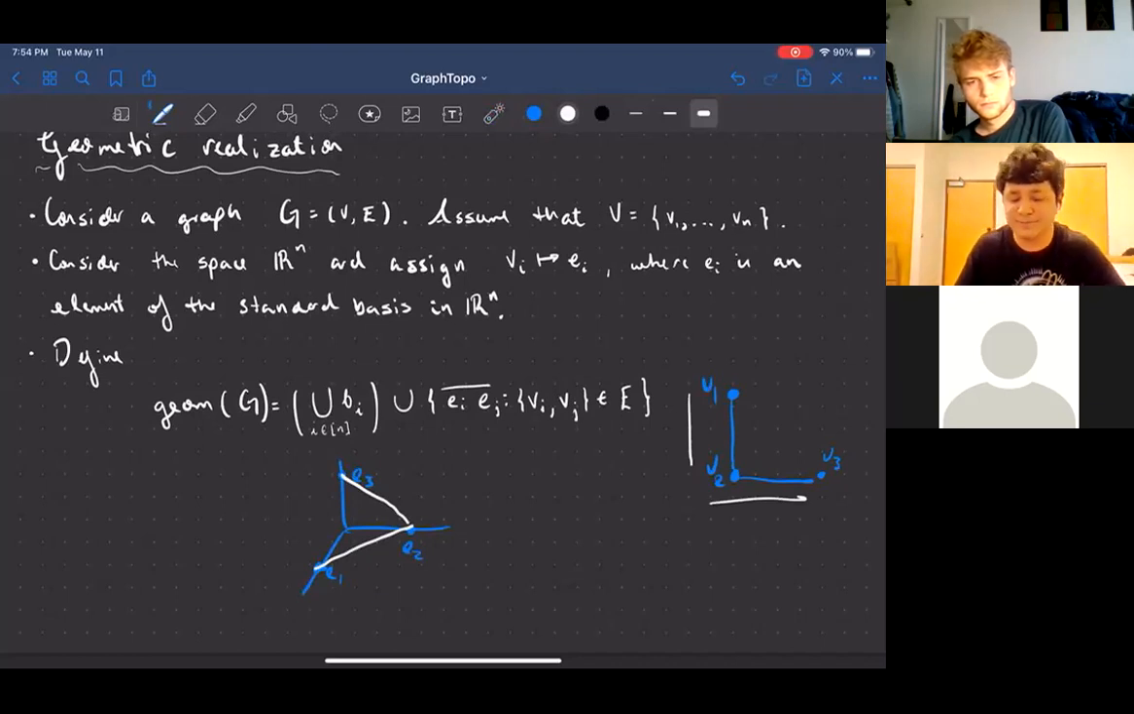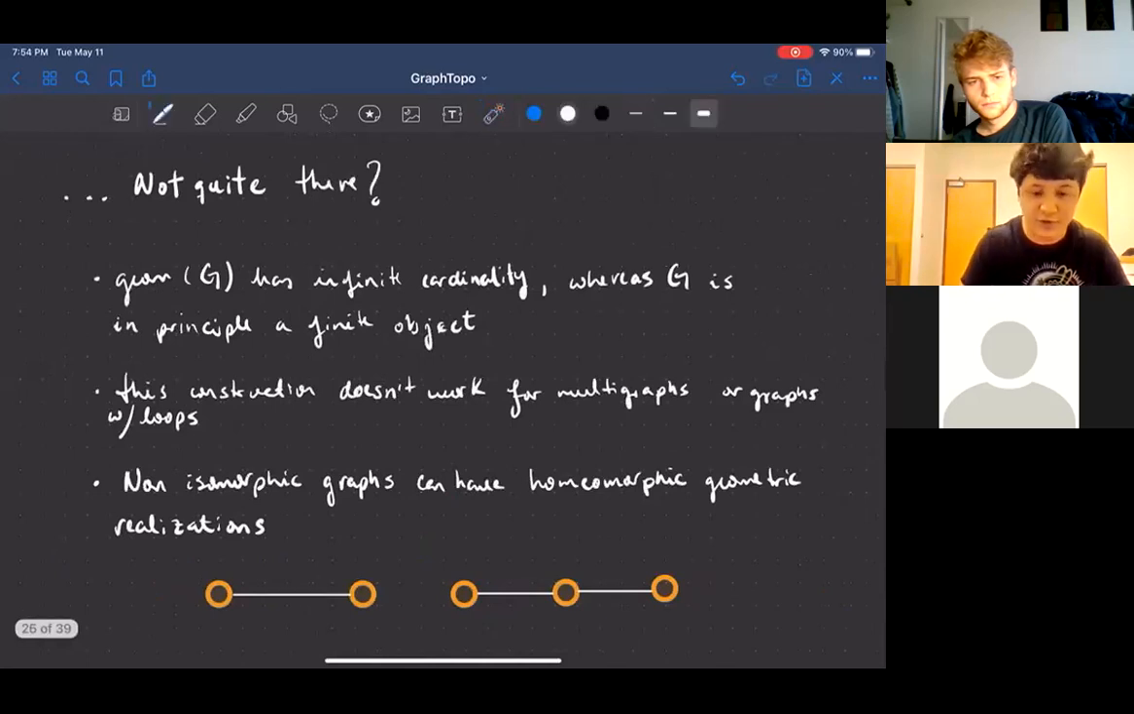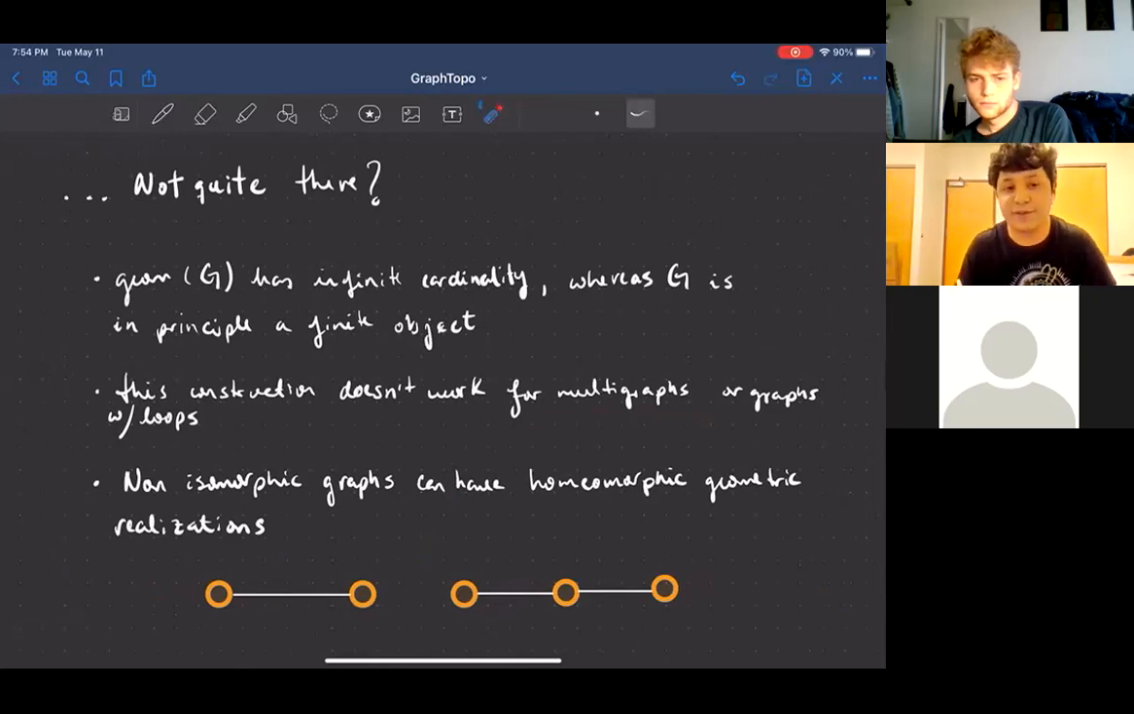But again, it is not quite what we were looking for, because you still have infinite points here and also here. So that's one of the issues with this solution. But the second issue with this construction is that it doesn't work as well when we consider multigraphs, which I will define in a couple of minutes. And it also doesn't work quite well with graphs with loops, which I will also define.